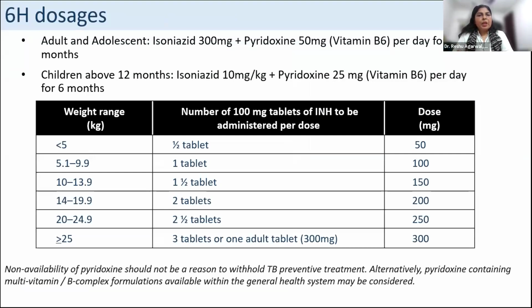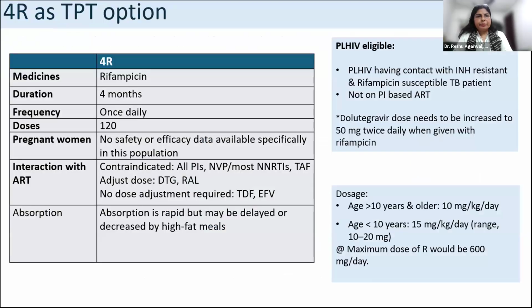Coming to the dosages, so you are anyways well versed. For the adults, it's 300 milligram, and for the children less than 12 months, it's 10 milligram per kg body weight. And you have this chart which you can put on your table as a ready reckoner. Pyridoxine is preferred to be given when you are giving INH, but non-availability should not be a barrier to provide or prescribe INH. And you can even use from your hospital supplies, whatever multivitamins or B complex medications you have, which have pyridoxine, those can be prescribed to the patients.